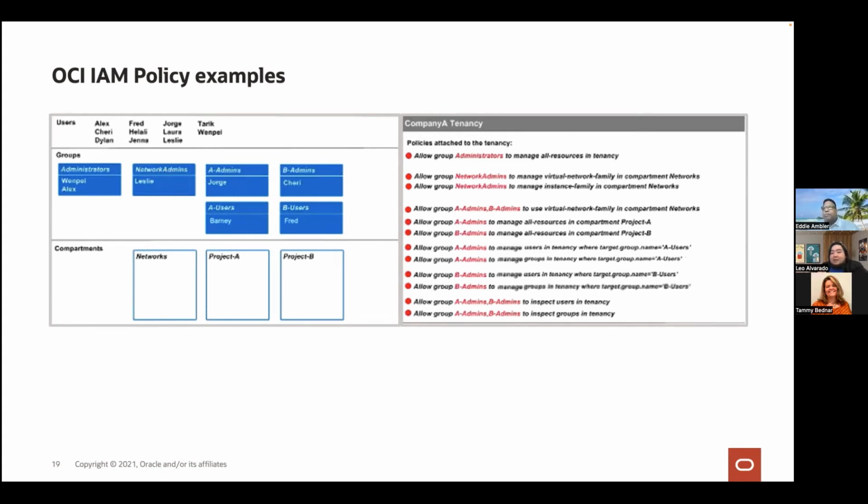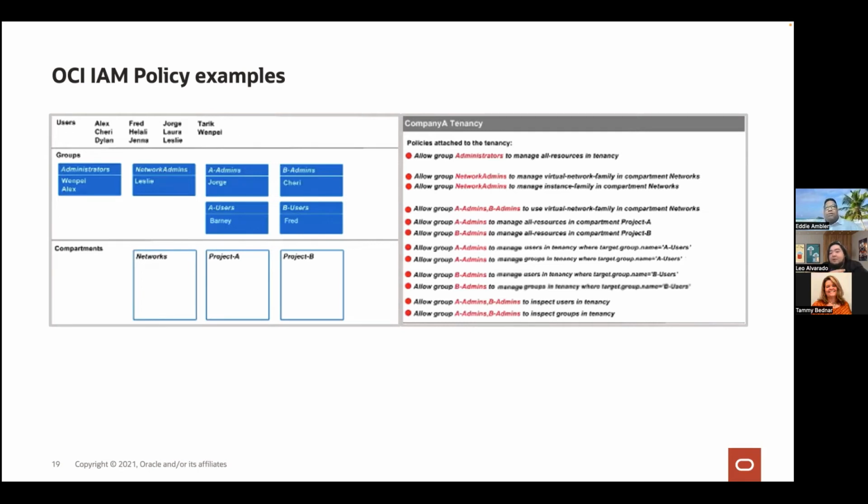I wanted to highlight lines 7 and 8, in which it uses the where clause. It tells me I want to allow group A admins to manage users in tenancy where target group name equals A users. So this shows you that you can even use the where clause. Lines 7 and 8 will allow group A admins, which is here in the diagram, Jorge, who is part of the A admins, to manage groups in tenancy where the target group name is A users, in which that user is Barney.